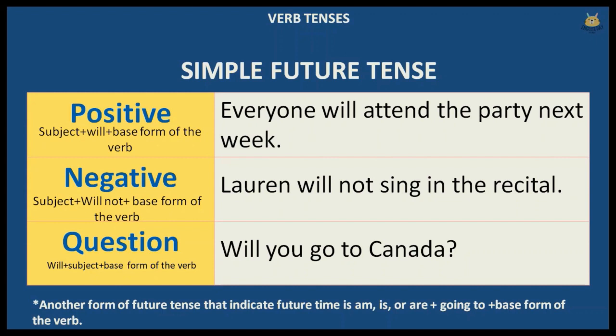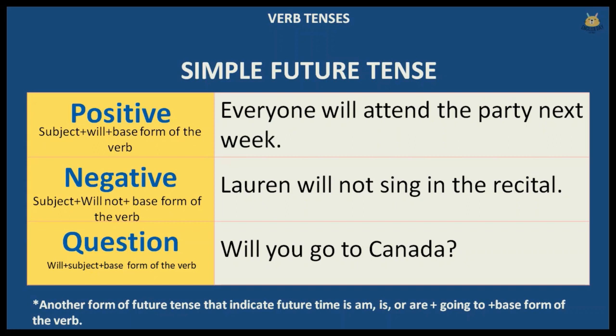To form the positive or affirmative, we follow the pattern subject plus will or shall plus the base form of the verb. For example, everyone will attend a party next week. Please take note that we can use time expressions that indicate future time. For example, in our first sentence, we use next week. This is a perfect time expression we can use to signal future time.